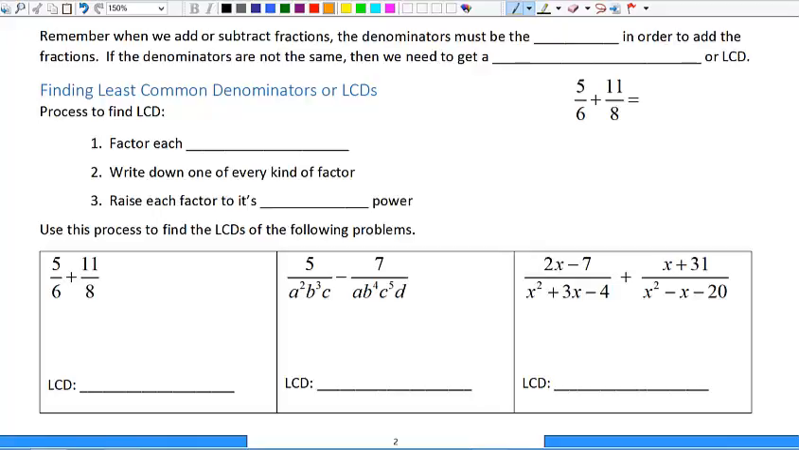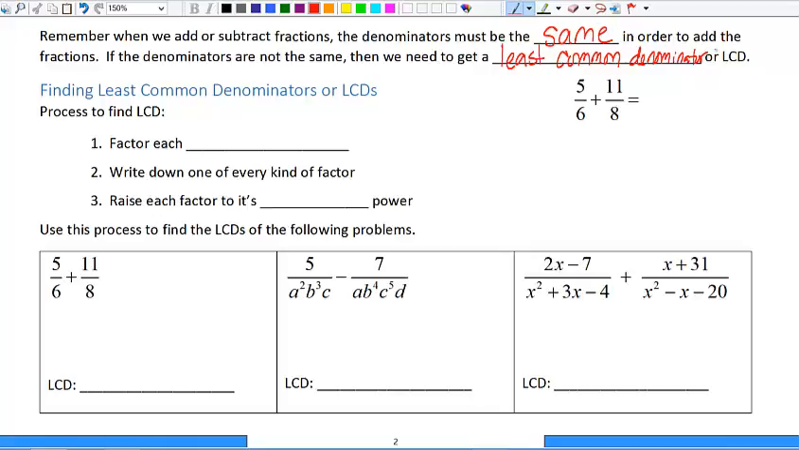Now remember, when we add or subtract fractions, the denominators must be the same in order to add the fractions. Now if the denominators are not the same, then we need to get them to be the same using a least common denominator. We also call that the LCD for short.